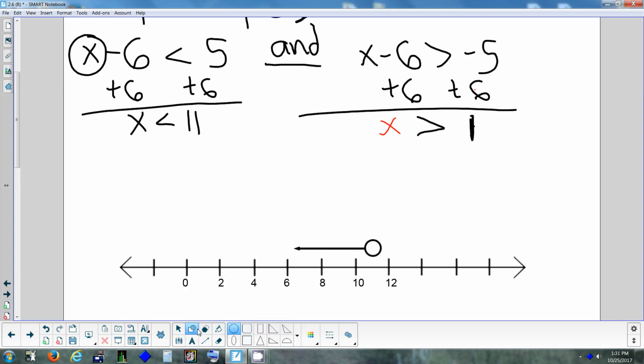Madison, what about this? You're going to put an open circle on 1, and then it's going to point to the right. To the right, good. And again, that's what we want, right? It's just to connect the dots. So I'm saying it's just going to connect these dots if you wanted to.